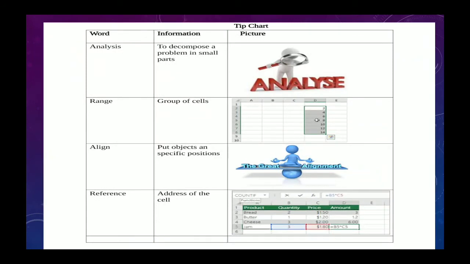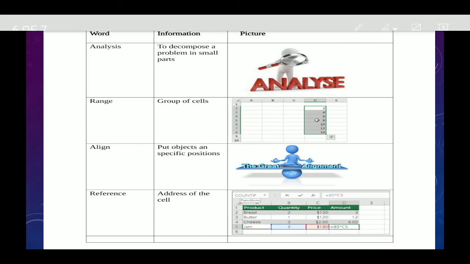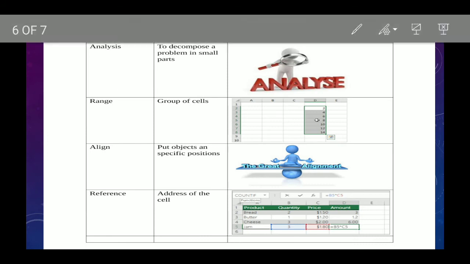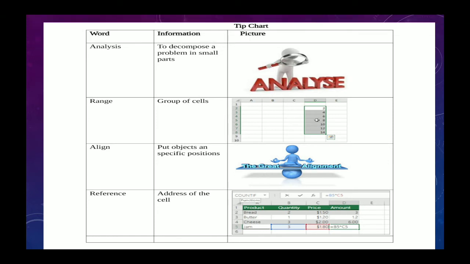So first we have to draw a table like this, in which we will have work, word, information and picture, and the heading of this diagram is tip chart. Now we have different words and information related to these words. Now let's understand all these words. So first word is analysis, second range, next align, and the last word is reference.